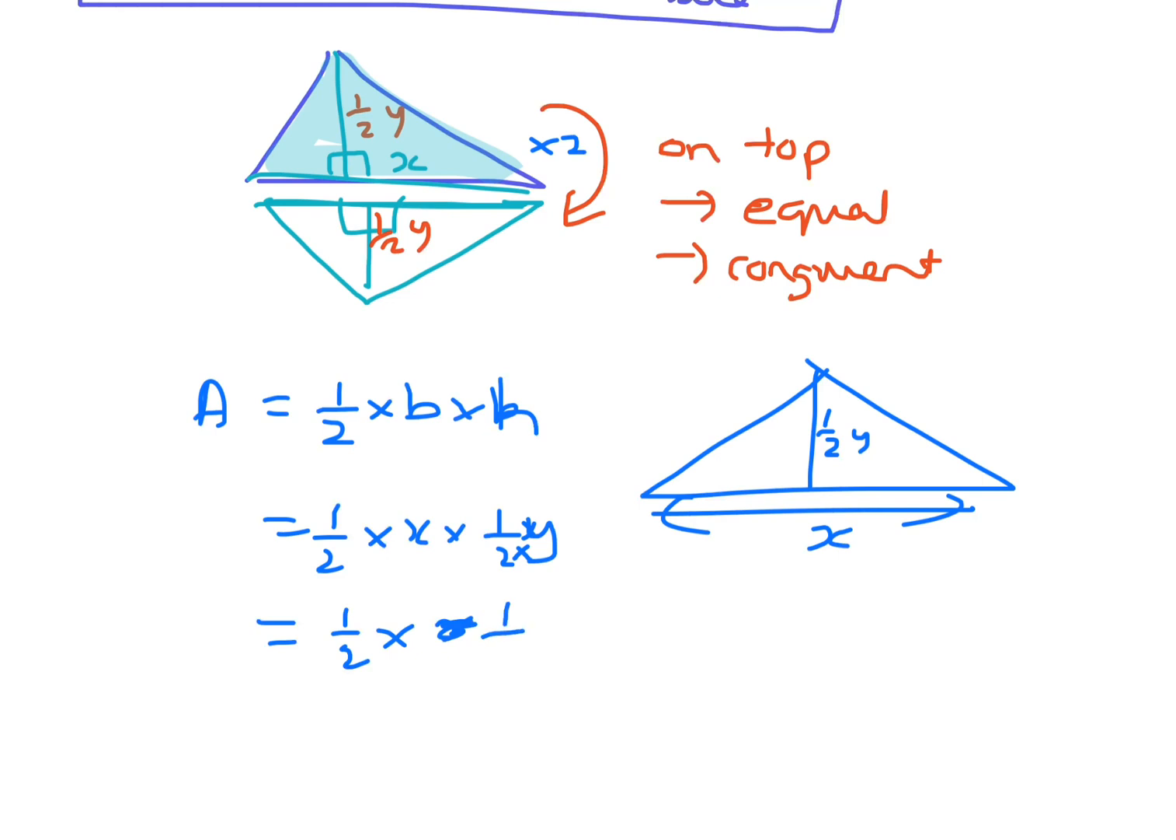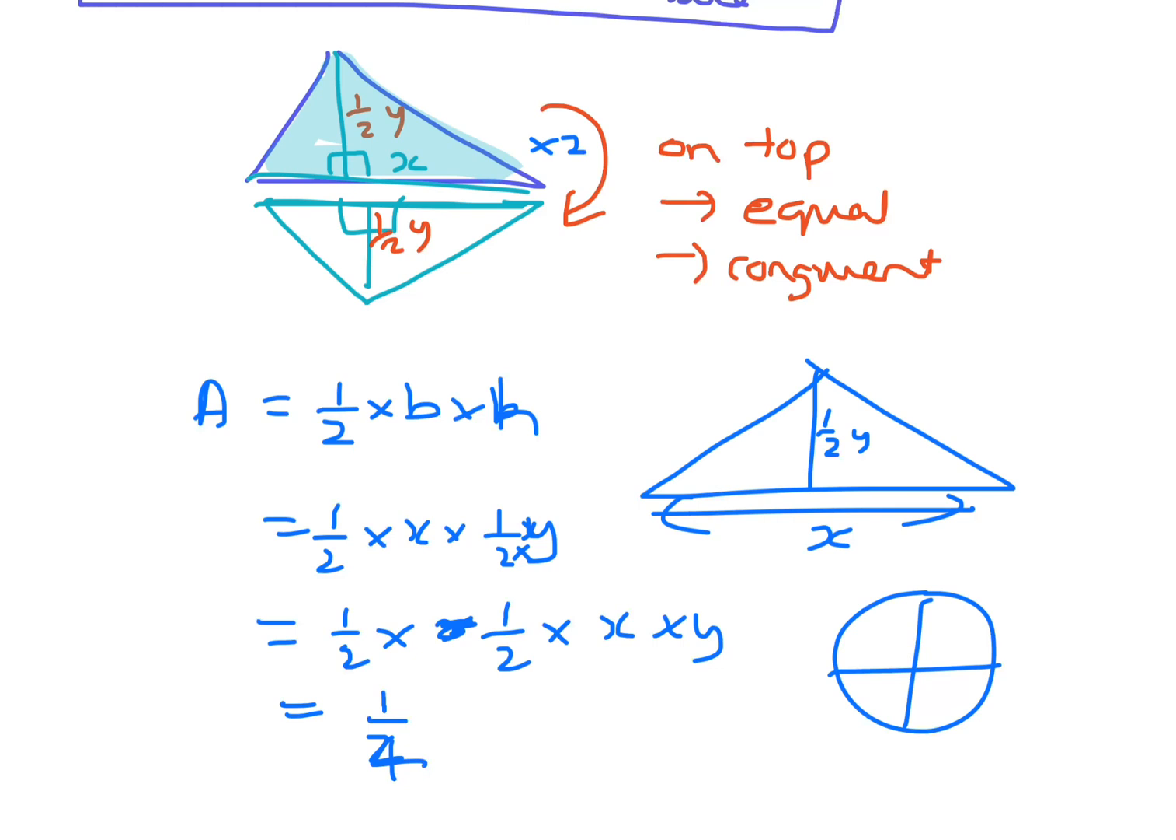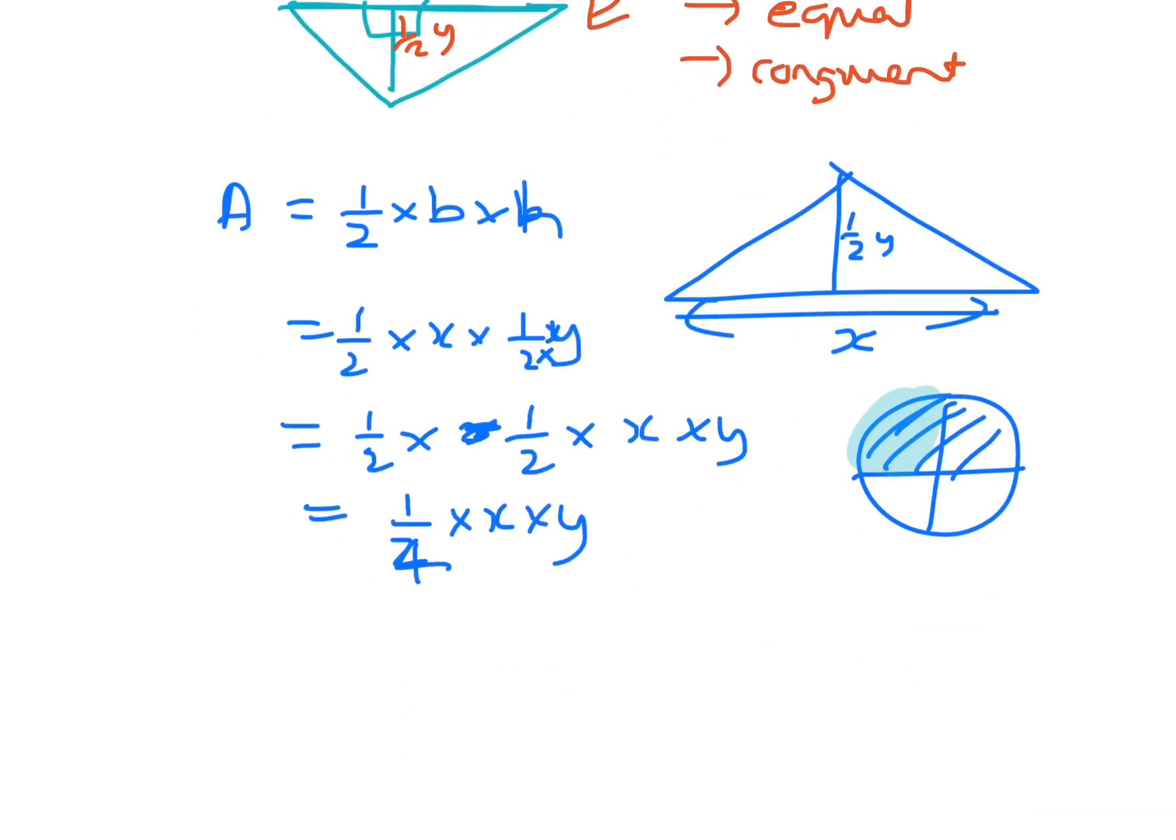And I'm just going to put a half times X times Y. Now a half times a half: 1 times 1 is 1, 2 times 2 is 4, so a quarter. If you think about that, if that's a half, and then you cut that in half, you have half of it, it would equal 1/4. So it's 1/4 times X times Y, or 1/4 XY.